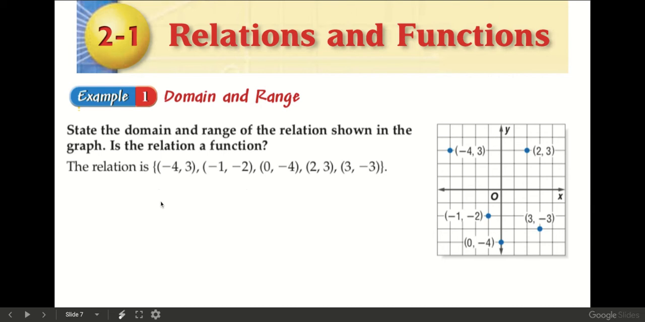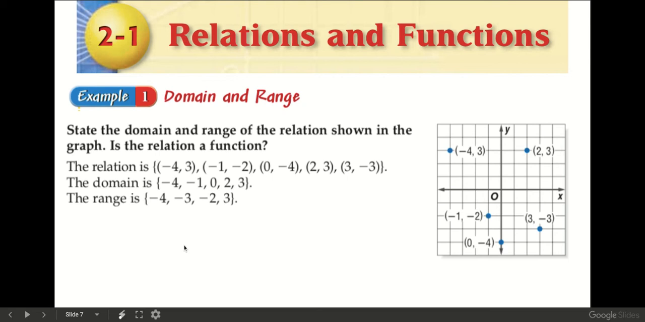And then I have to ask myself, well, the domain, remember, is all the x values, all the x coordinates. So I list out all my x coordinates, again, going from least to greatest, right? -4, -1, 0, 2, 3. I don't have any that repeat. And then the range, now I list all the y values. So I have 3, -2, -4, 3, -3. Again, listed them in order from least to greatest.